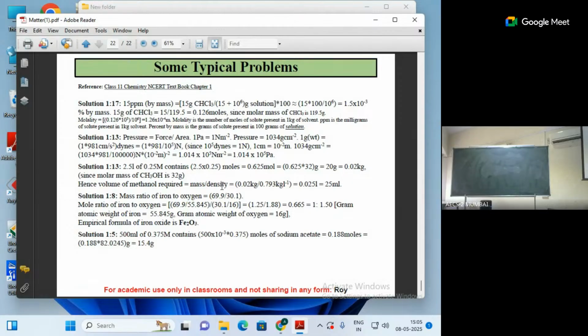Equivalent weight is defined as the weight of an element which combines with 1 gram of hydrogen, 8 grams of oxygen, and 35.5 grams of chlorine. The number of equivalents is basically the weight of the element divided by its equivalent weight. So that gives you the number.